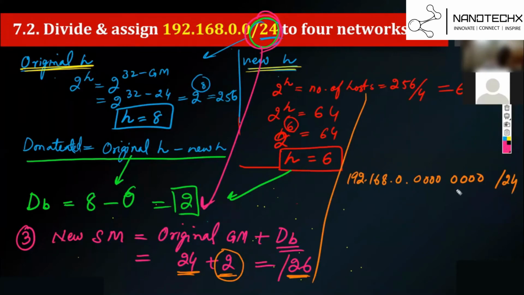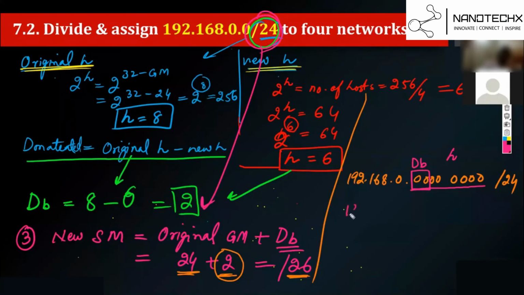So /24 means that this portion is our host portion. In the host portion, from the leftmost side, we have to change 2 bits, these ones. These are our donated bits. We just write all possible combinations in here and we will find our subnet masks. So first, this is the original one.